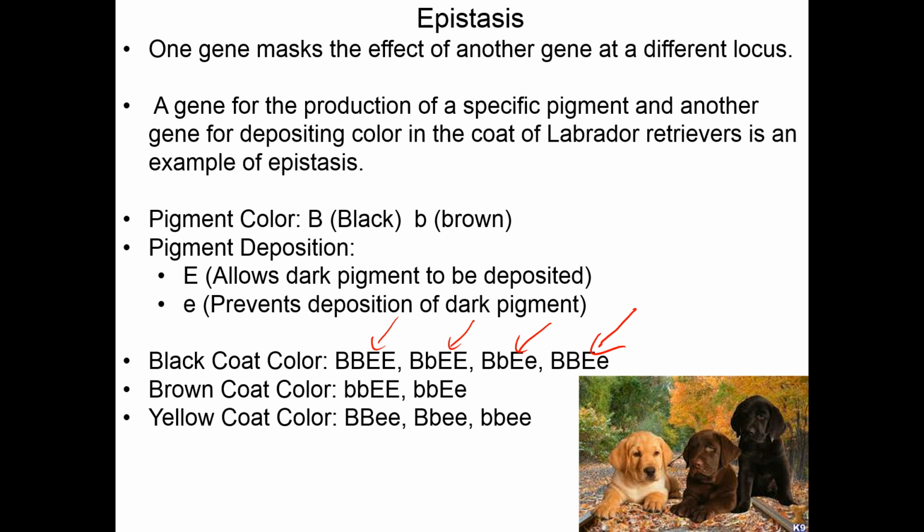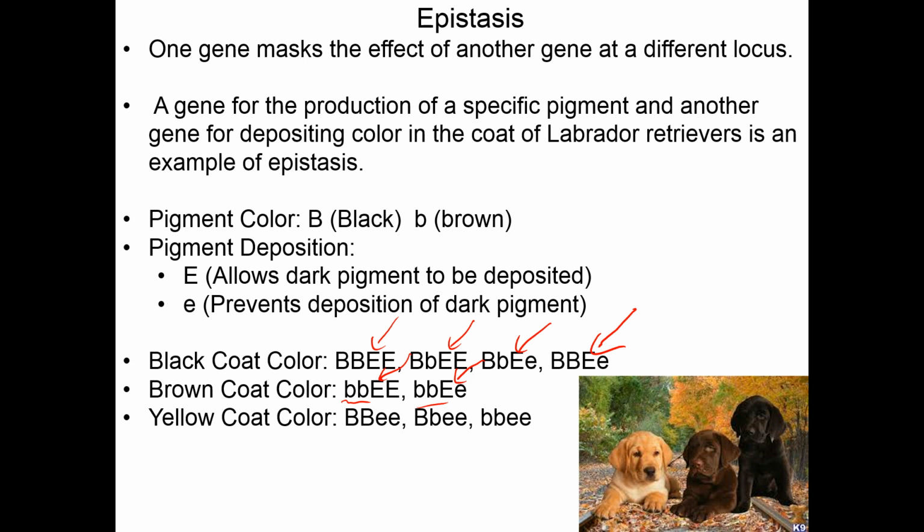Now, a brown-colored lab, a chocolate lab, has the recessive alleles. So they have two copies of the recessive allele for pigment color. They have either two copies of the dominant allele for pigment depositing, or at least one copy where they're heterozygous. Either way, they still deposit the brown pigment color in the fur.